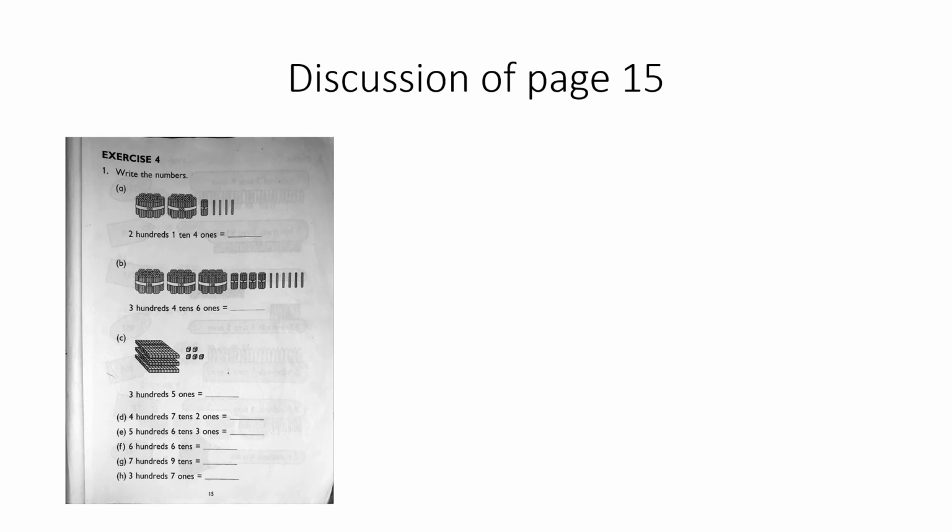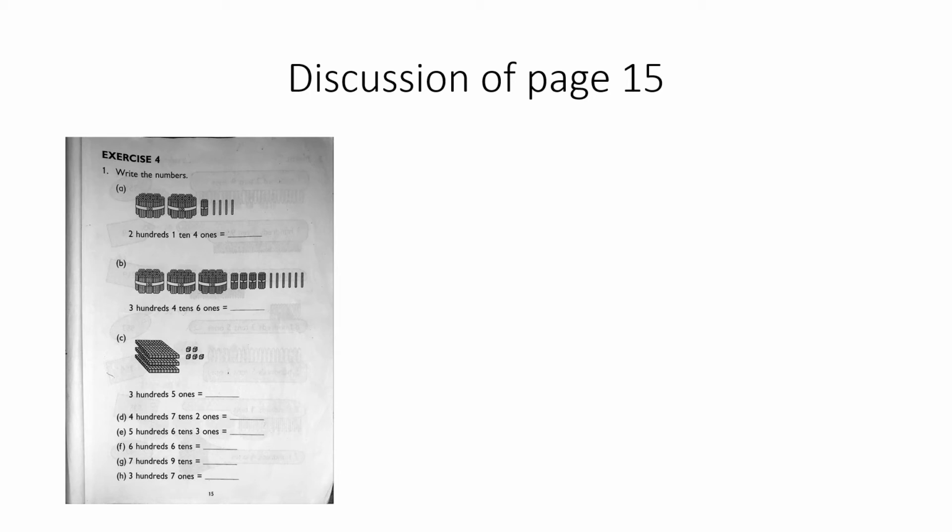Okay, everyone, so let's discuss page 15. Page 15. And let's see, we have exercise number 4. It says number 1, write the numbers, part A, 2 hundreds, 1 ten, 4 ones. So all you would have to do is write the result. How much is 2 hundreds, 1 ten, and 4 ones?